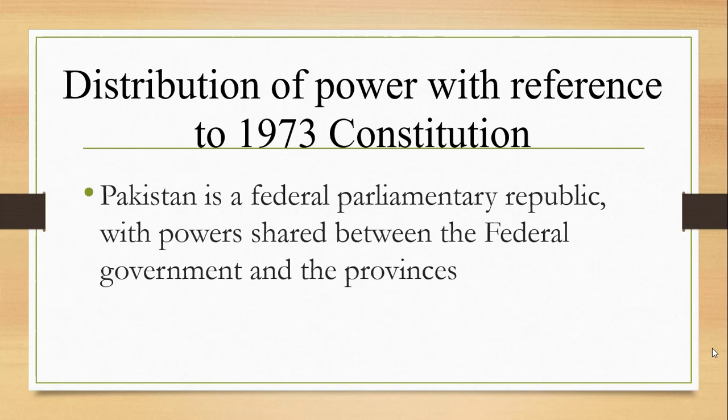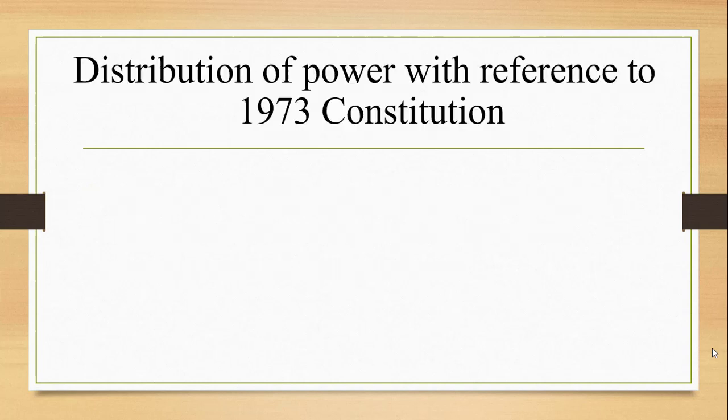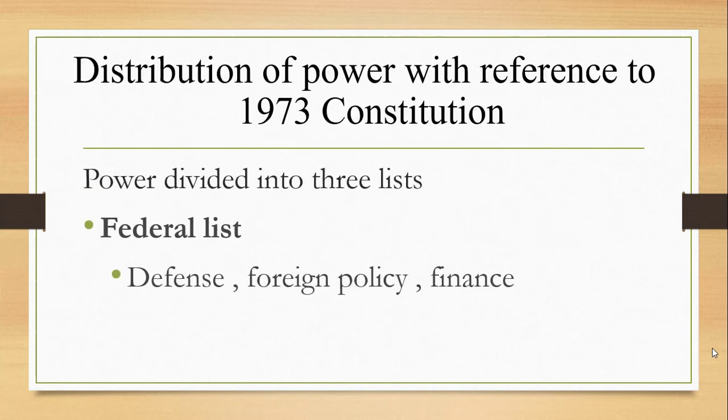Under the 1973 Constitution of Pakistan, the division of powers between the provinces and the center has been made on the basis of the following lists. Number one, the federal list, second is the provincial list, and the third is the concurrent list. Let me discuss one by one.